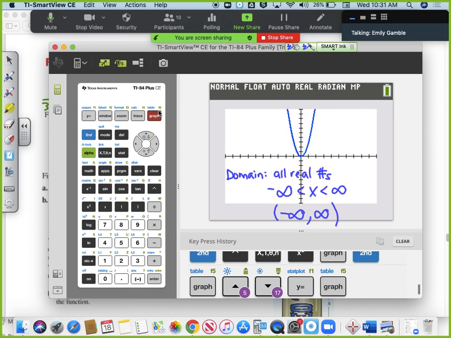The domain is not all real numbers in this case. I meant to say, did I say domain? I meant to say range if I didn't. The range is not every single number. The range is the y values. The y values has a minimum here in this case. What's the smallest number that will be seen in this equation? What's the smallest number that we will see for y in this equation?